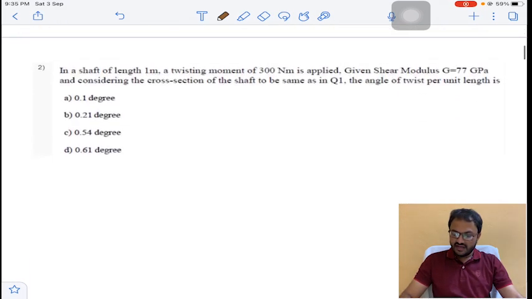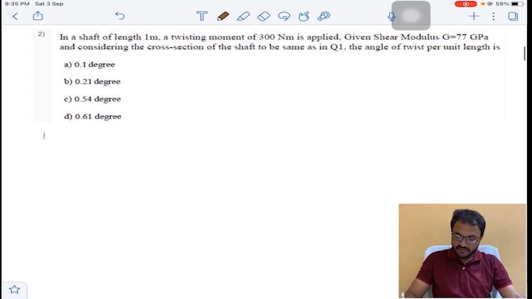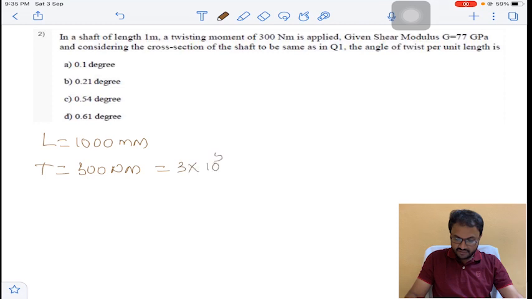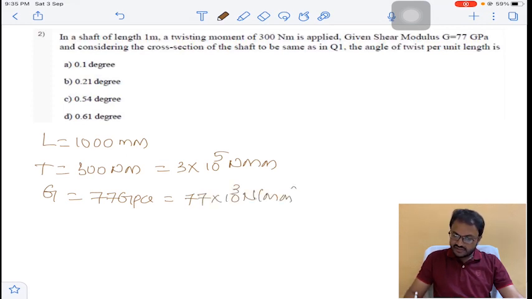Coming to the next question. In a shaft of length L is equal to 1 meter, that is 1000 mm, twisting moment T is 300 Newton meter, that is 3 into 10 power 5 Newton mm. Shear modulus, that is G, he has given, it is 77 GPa, that is 77 into 10 power 3 Newton per mm square. The cross section of the shaft is same as in question number 1. Okay, the external diameter and internal diameter are same as they have given in question number 1.